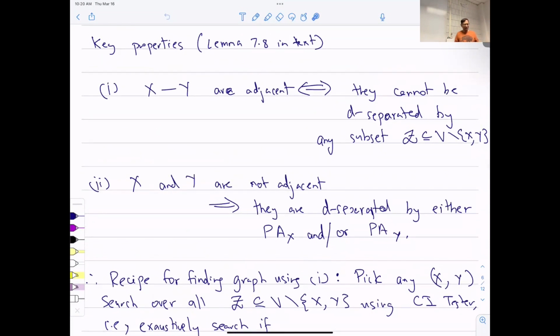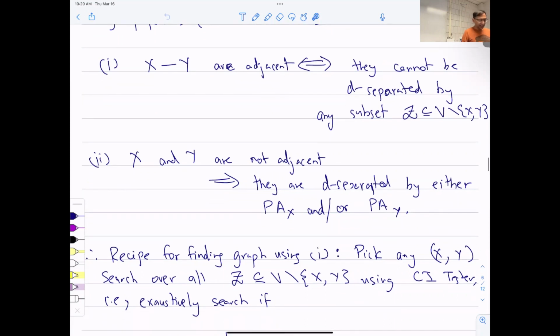The key properties, as I said: if X and Y are adjacent, they cannot be d-separated. And second, suppose X and Y are not adjacent, that implies that they are d-separated by either the parents of X or the parents of Y.